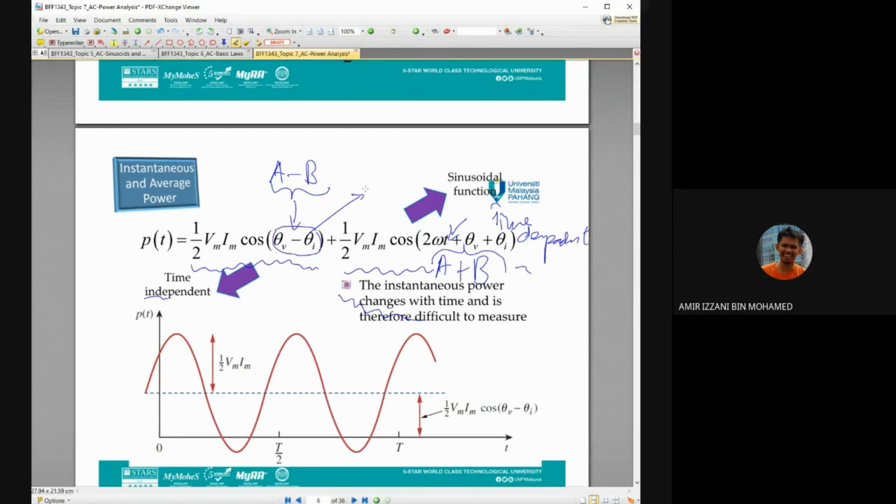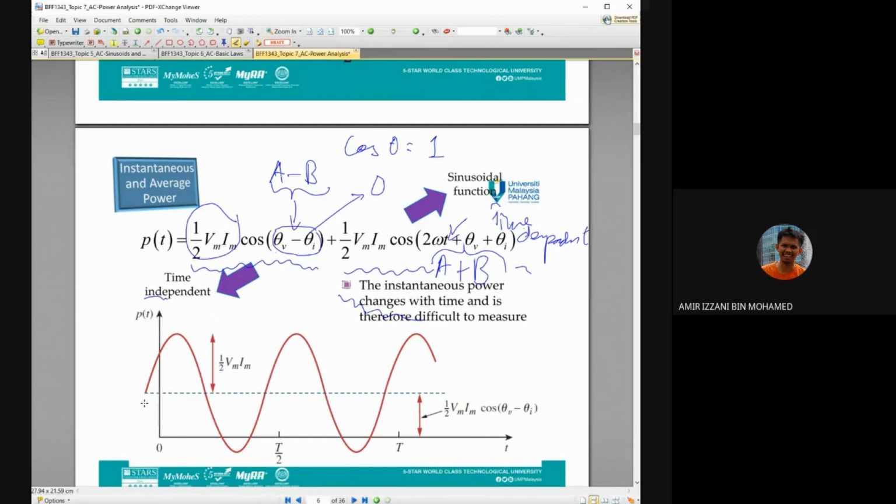Between the phase angle of voltage and the phase angle of the current. If there is no difference, it is the same, so it becomes 0. Cos of 0 equals 1. So we'll leave only this part.